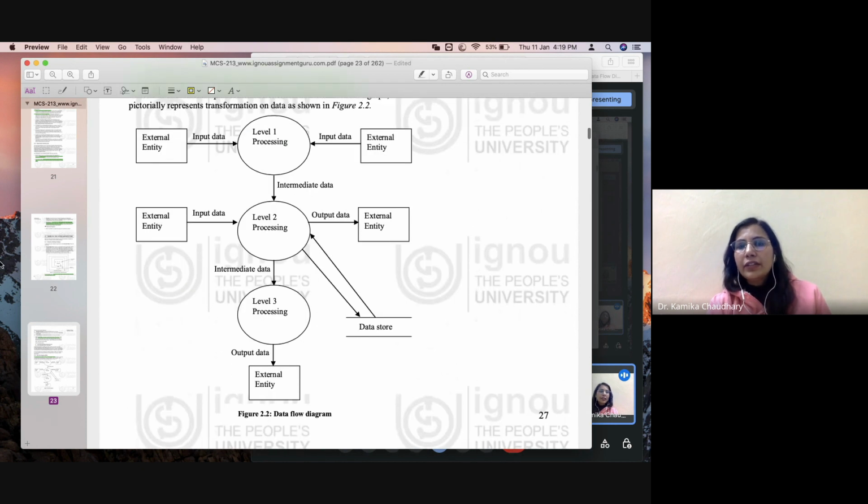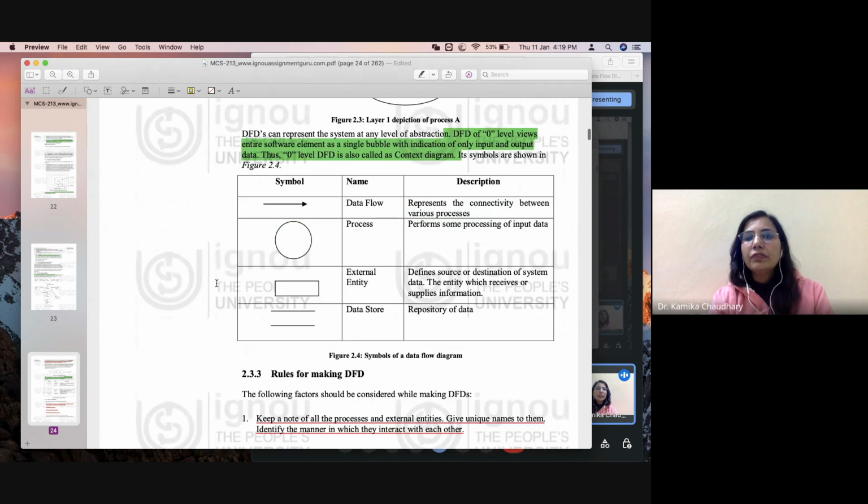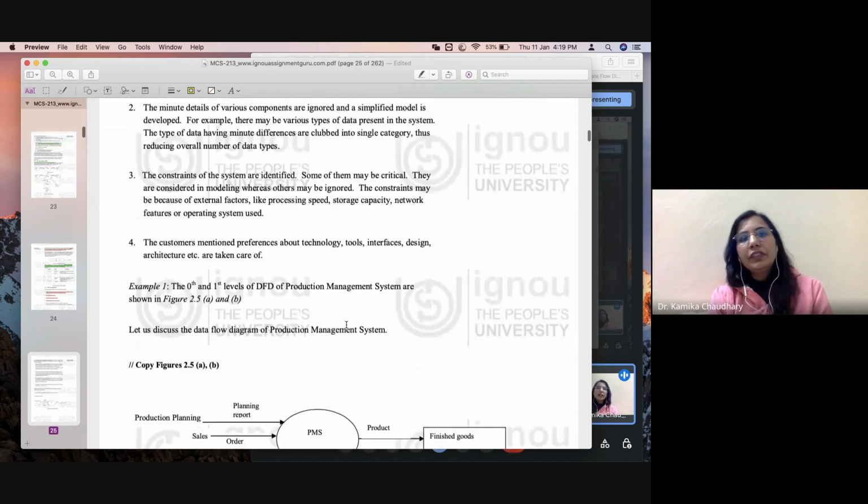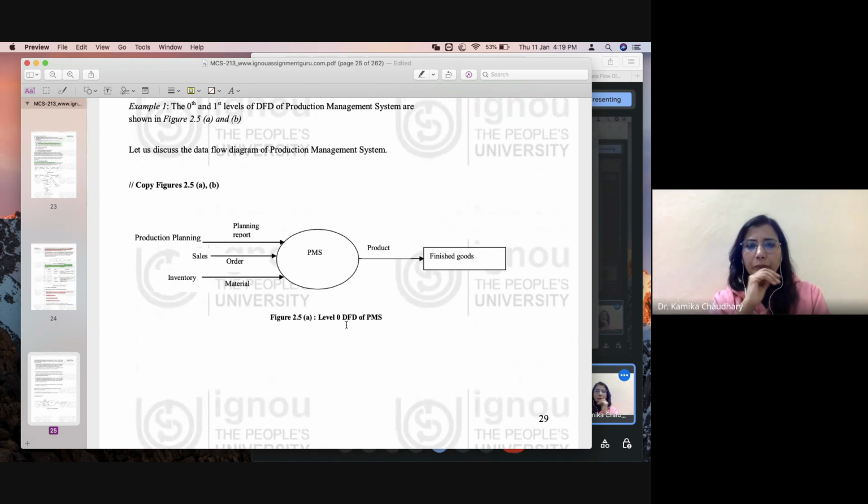Then all the pictorial representations or symbols that are used in designing the DFDs. We make use of an arrow, and an oval to represent the process. We make use of a rectangular box to show the external entity, which can be the source or the destination. And we make use of two parallel lines, which show us the data stores. We just saw the level 0 and level 1 DFD.